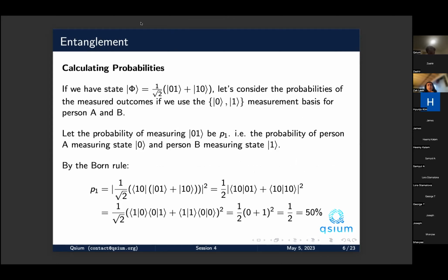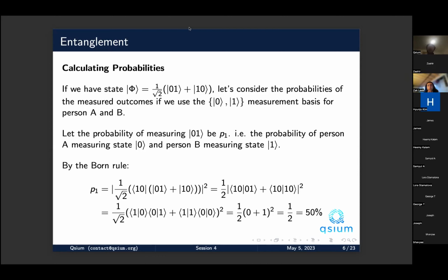So this is looking back at our Bell state, 1 over root 2, but instead of 0, 0, we have 0, 1 plus 1, 0. Let's consider the probabilities for the measured outcomes if we use the 0, 1 measurement basis. If you go back a few lectures, we talked about measurement basis. Here we're just measuring in the computational basis, which is when we measure using ket 0 and ket 1.